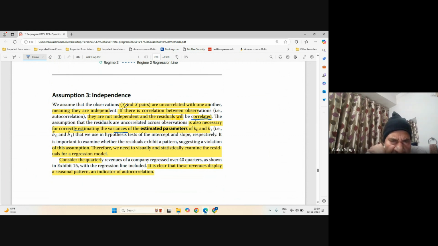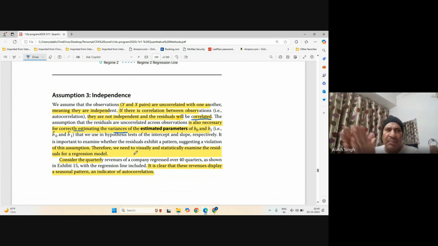When the pairs x and y or the error terms are correlated, the problem of autocorrelation is that variances will be biased. Now, in what way will they be biased? Will they be higher or lower? Let me see. Therefore, we need to visually and statistically examine the residuals of the regression model.